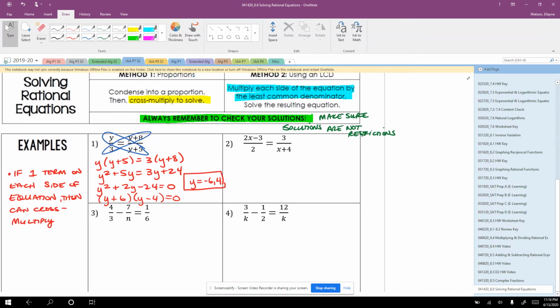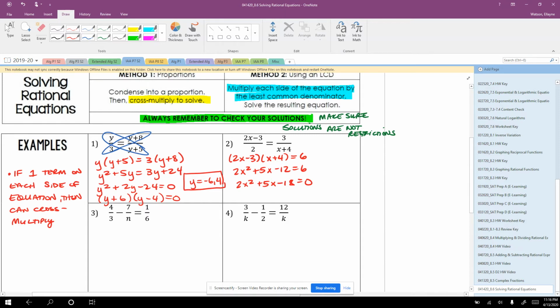Okay, so hopefully you got through this one. You are going to have to do a little bit more factoring in this one, but same concept. So this is a proportion, so I'm going to cross multiply. So 2x minus 3 quantity times x plus 4 quantity is equal to 6. Let's multiply, distribute that out. We get 2x squared. I'm going to combine the middle terms. It's 8x minus 3x, so plus 5x minus 12 is equal to 6. Move everything over to one side. 2x squared plus 5x minus 18 equals 0.